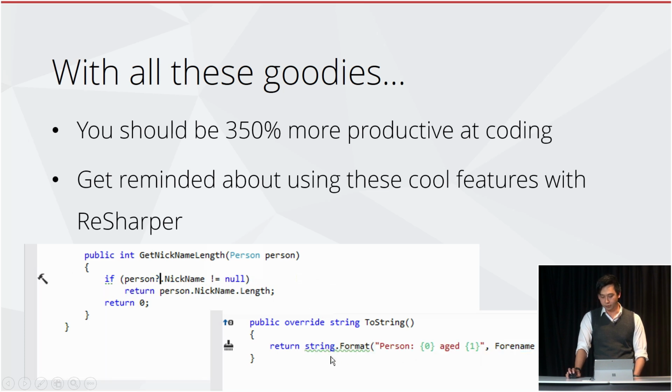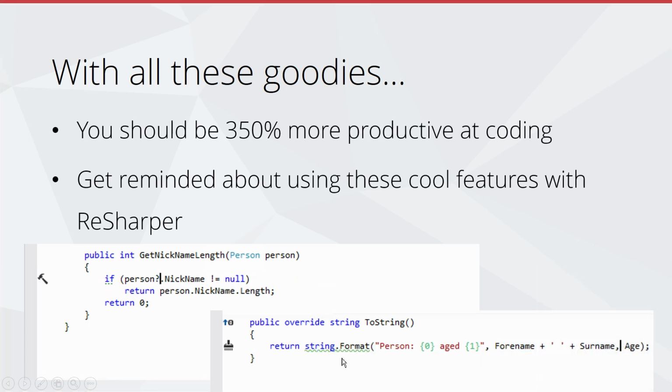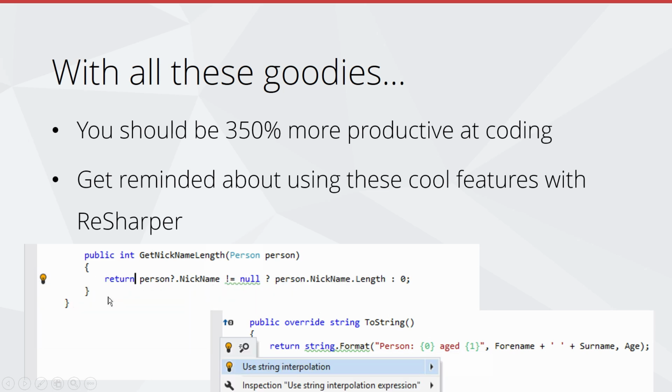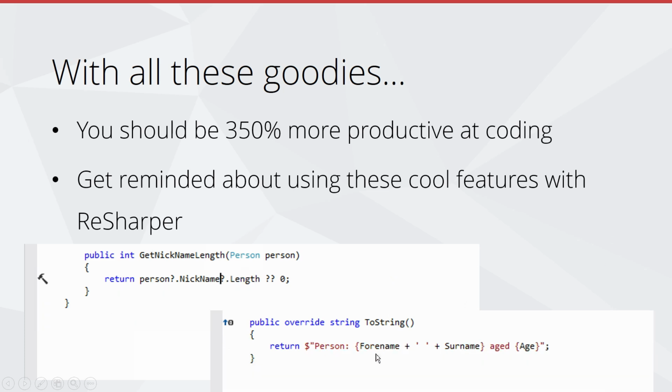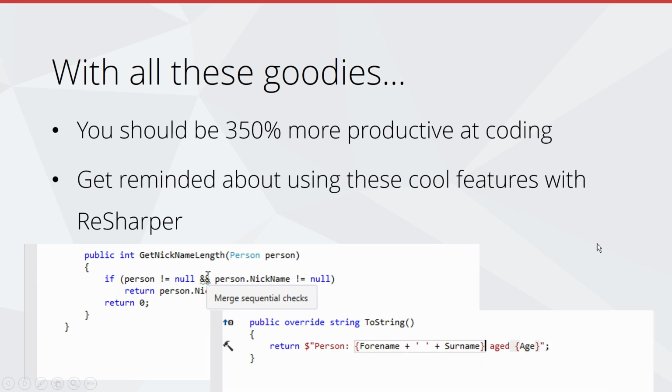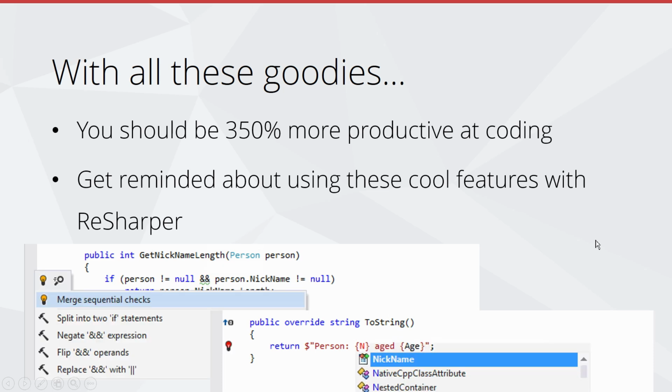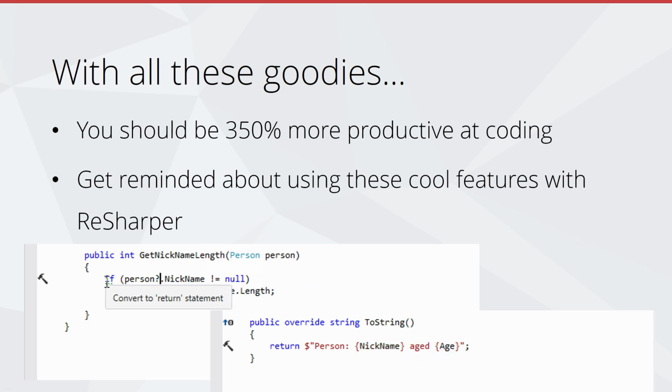Or the string interpolation as well. So you start off with the string.Format, you trigger the ReSharper IntelliSense refactoring thing. Okay, and then you can switch it over to use the string interpolation, which we've got there. Nice and easy. And you get full IntelliSense for it as well.